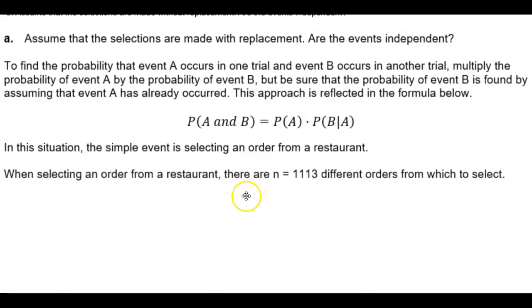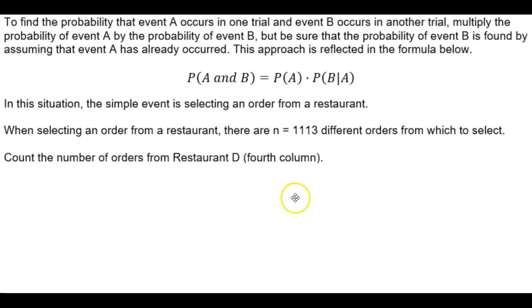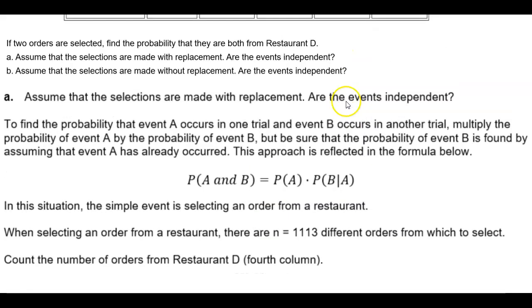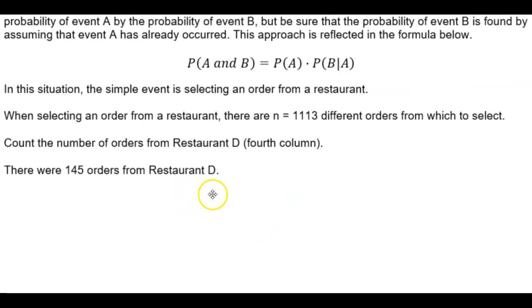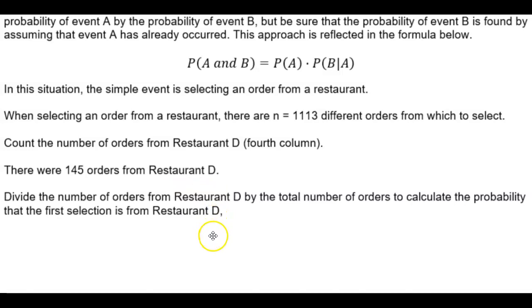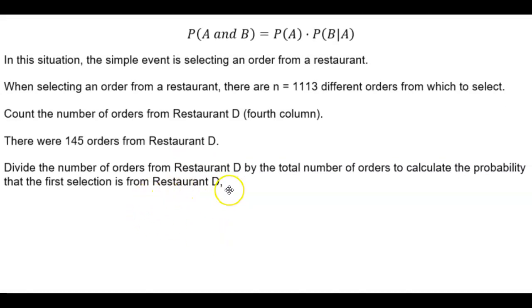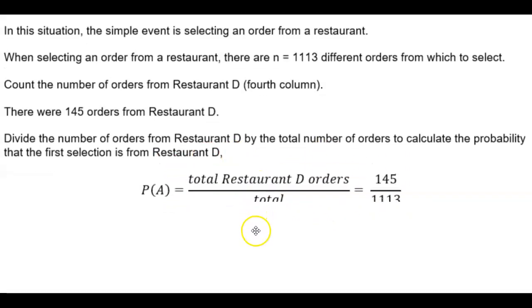In this situation, the simple event is selecting an order from a restaurant. When selecting an order, we know that there are a total of 1,113 different orders from which to select. We want to count the number of orders from restaurant D, the fourth column, which we did, and we get 145. Therefore, there were 145 orders from restaurant D. We divide the number of orders from restaurant D by the total number of orders to calculate the probability that the first selection is from restaurant D. So the probability of event A is 145 divided by 1,113.